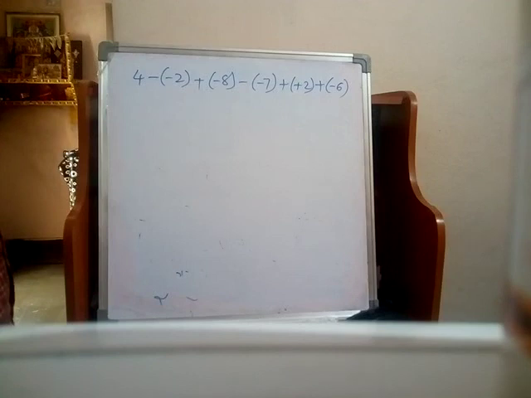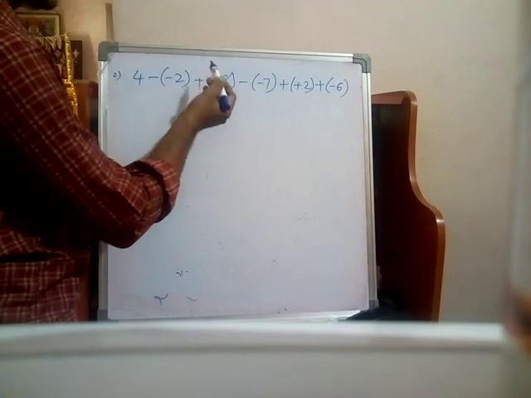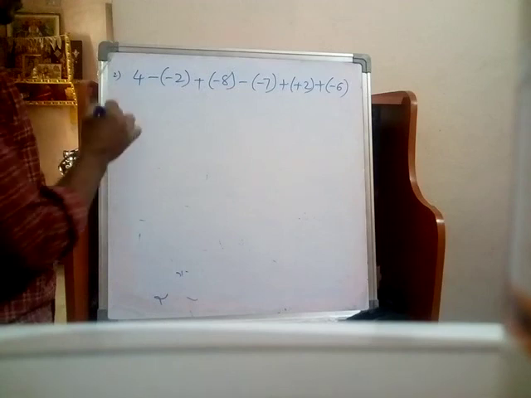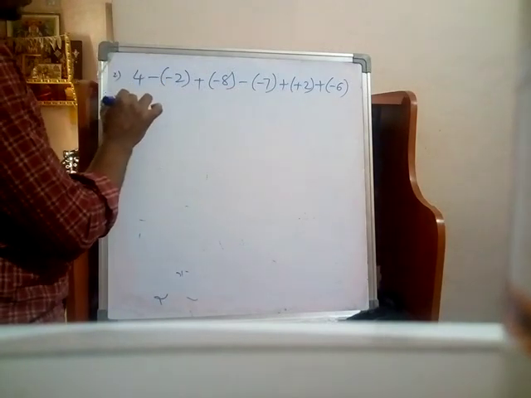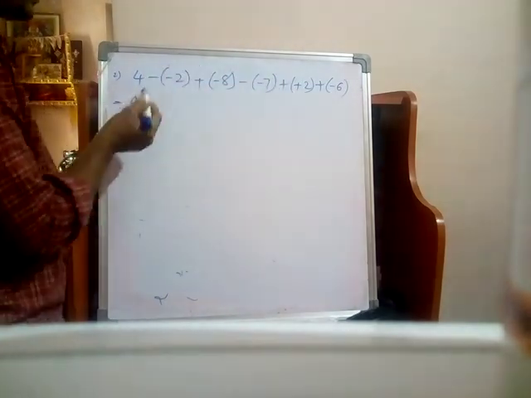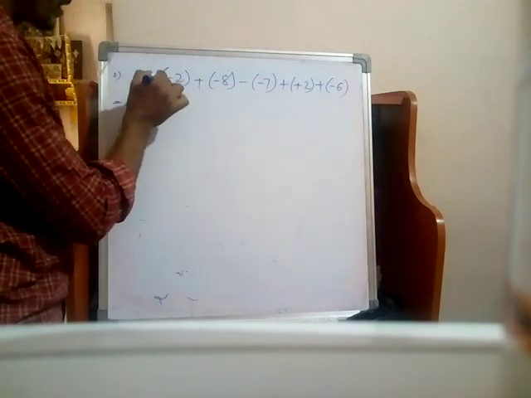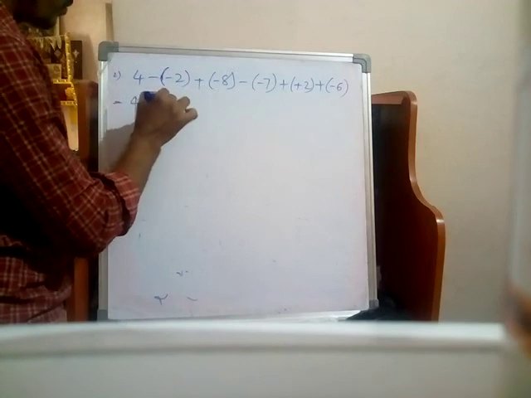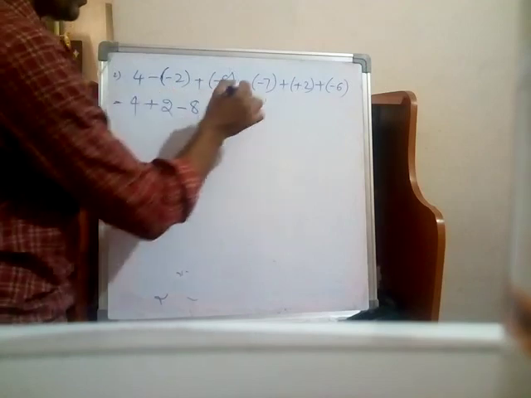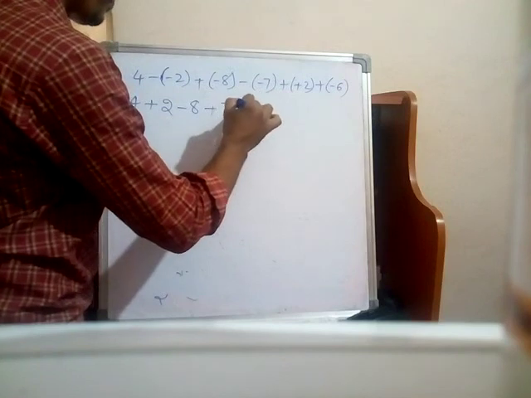Like this it is. Okay, another problem. 4 minus of minus 2 plus of minus 8 minus of minus 7 plus of plus 2 plus of minus 6. So what is the starting term? Plus 4 only. Now next we have to simplify, which means we have to remove brackets. Here two signs are there at a time, so both are multiplied. Bracket means product. Minus into minus is plus 2. Plus into minus is minus 8. Plus into minus into minus is plus 7. Plus into plus is plus only.